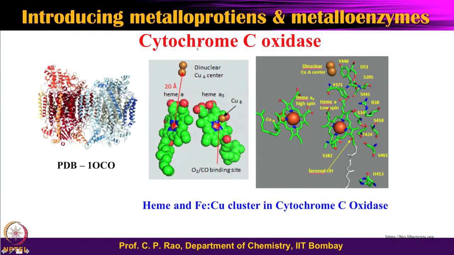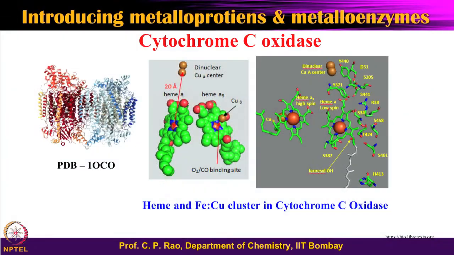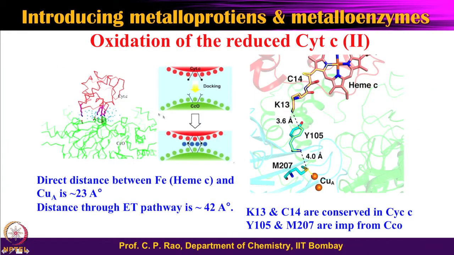This cytochrome C oxidase is a bit of a complex protein, having 2 copper centers, a heme A, a heme A3, and a copper B center. The whole thing is surrounded by the protein here, you can see that. Now, how does the electron transfer finally take place between the cytochrome C and cytochrome C oxidase? Let us assume cytochrome C is in the reduced form, it has to be oxidized, and that is what is done in this particular case. Let us look at this to explain it.